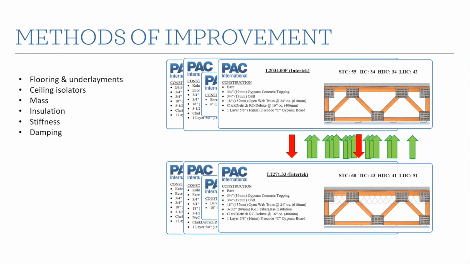So ceiling isolators are another way that we look to improve acoustical performance, right? In this case, we've got the same base assembly, and the only change is that on the bottom, we've added some additional rubber isolators to the resilient channel to improve the isolation that's provided at the ceiling. And you can see here, the STC rating went up, but only by a point, so really a negligible change there. But the IIC, the HIIC, and the LIIC ratings all went up by significant amounts.